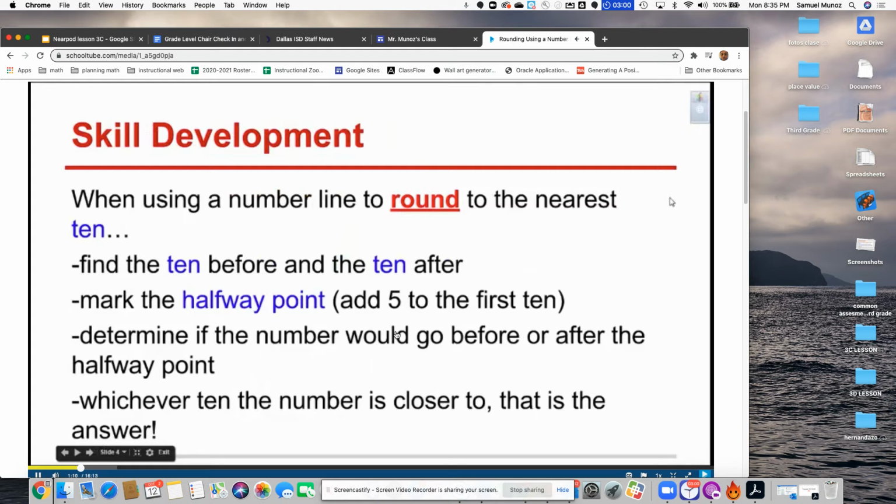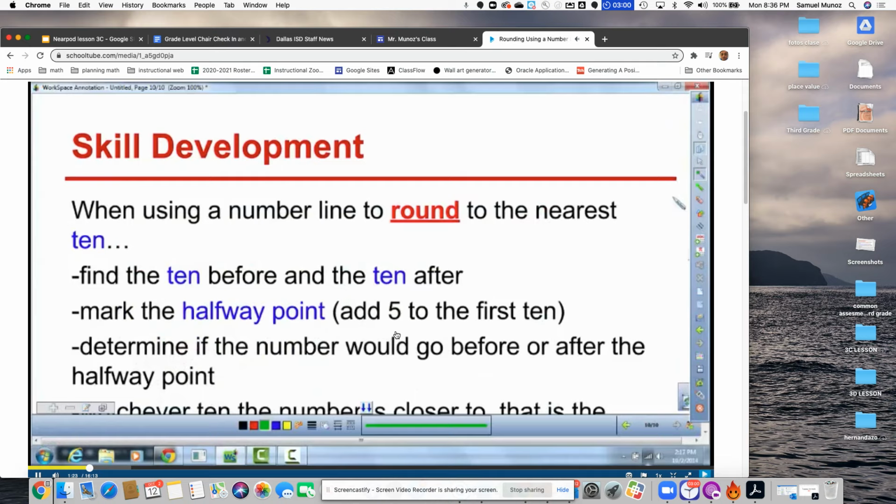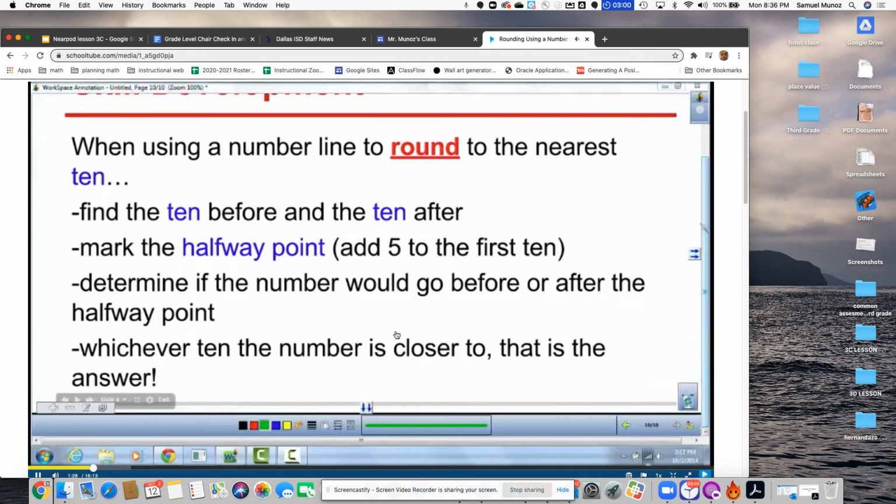There are a lot of steps involved with rounding, but once you learn the steps, you can quickly and easily round numbers. So the first thing that you're going to do is find the 10 that comes before the number and the 10 that comes after the number. The second thing you're going to do is mark the halfway point between the first 10 and the second 10. The halfway point can be found by adding 5 to the first number. So let's go through these first two steps together.